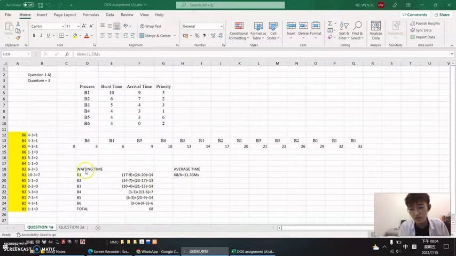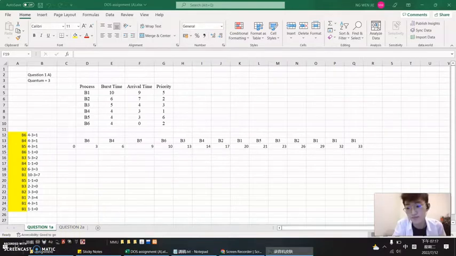And then step by step from B1 until B6, we total up, and we can count the average waiting time using the total divided by the number of processes, so we will get 11.33. Okay, now I will pass to Chihan.